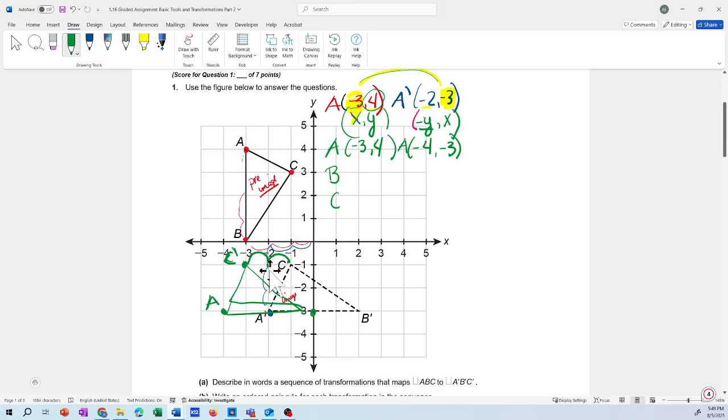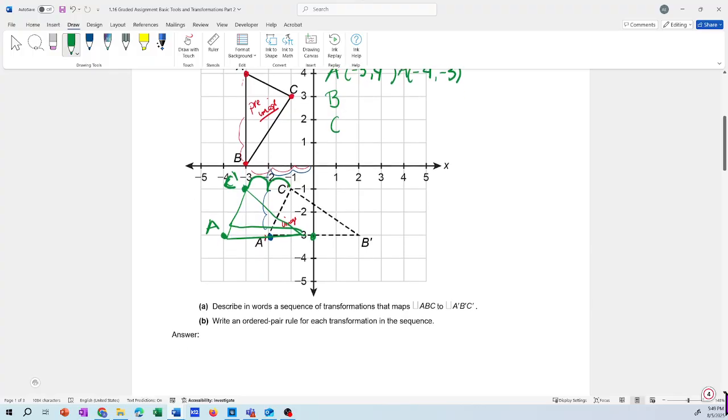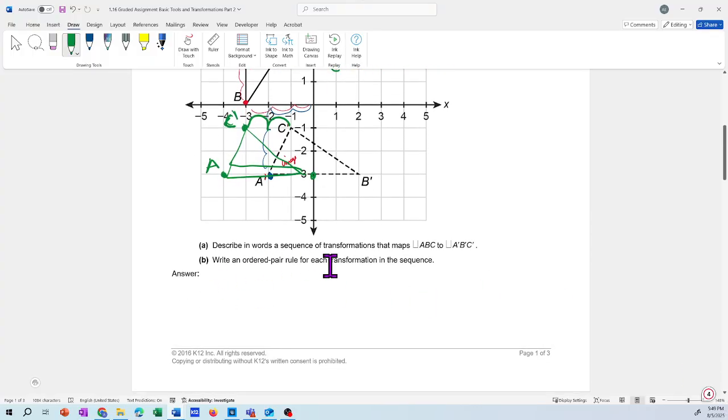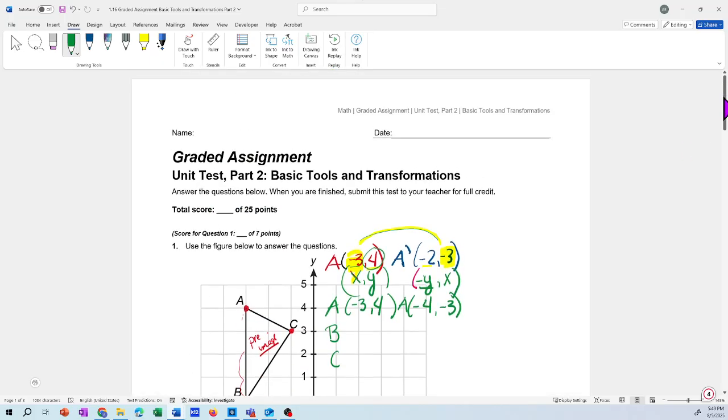That's on your own. I want to see your work for A prime, B prime, and C prime, and also for that translation. Explain it in your own words. And the ordered pair rule for the transformation is this work, okay, that you're going to do here. I want to see the math. And later it's in your own words.